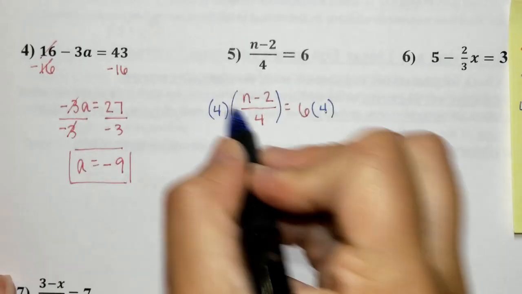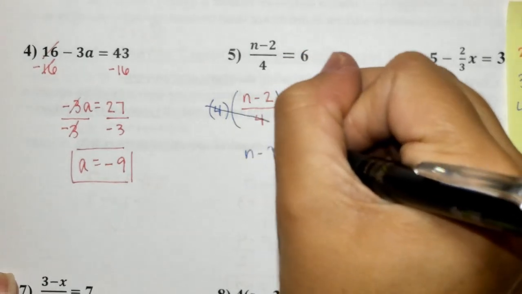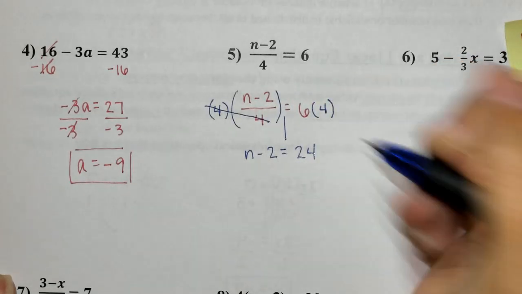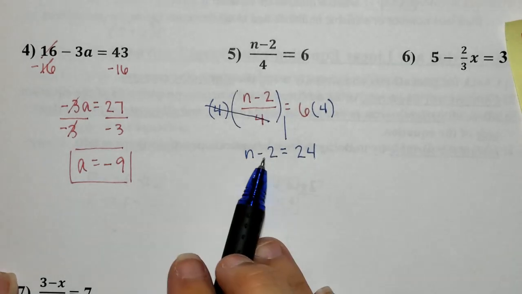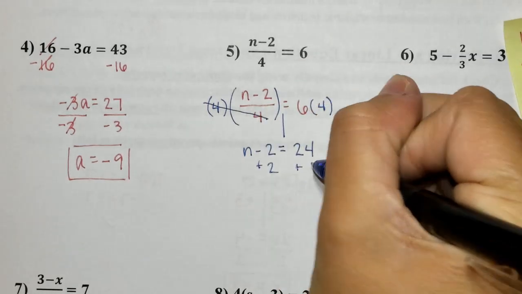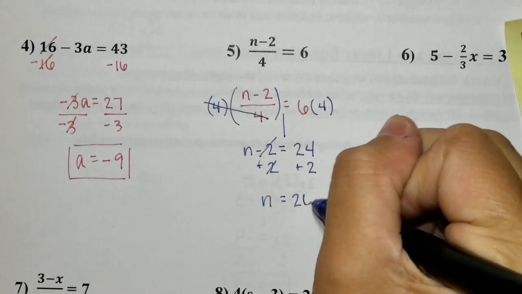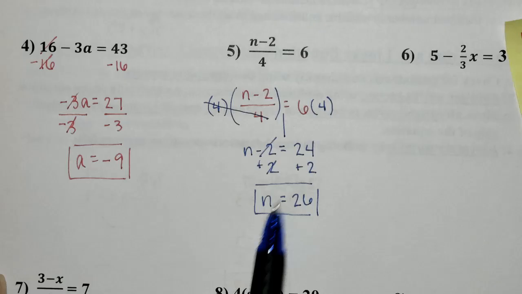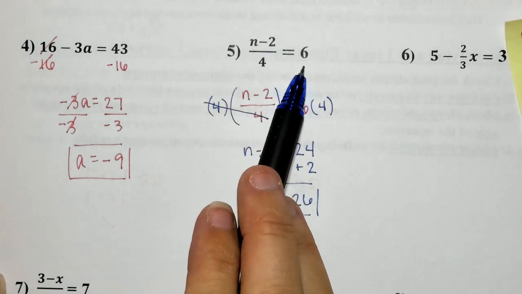The multiplication by 4 and the division by 4 cancel. I'm going to bring down what's in the numerator, so n minus 2. Bring down my equal sign. 6 times 4 is 24. And from there, 2 is being subtracted from n. I need to get my constants on the same side. Since the variable is on the left, we'll get rid of that minus 2 by adding 2. And n equals 26. Remember, you can go back and check your answer. If I plug in a 26 for n, 26 minus 2 is 24. 24 divided by 4 is 6.